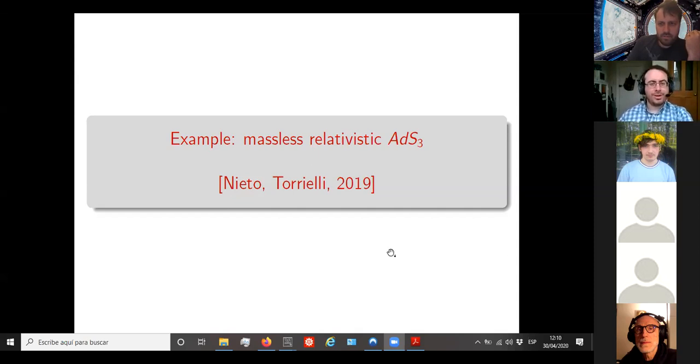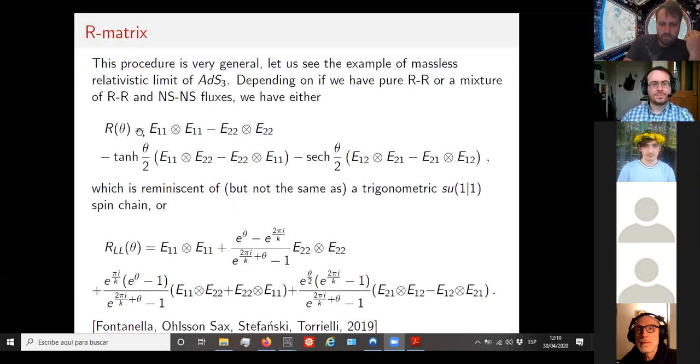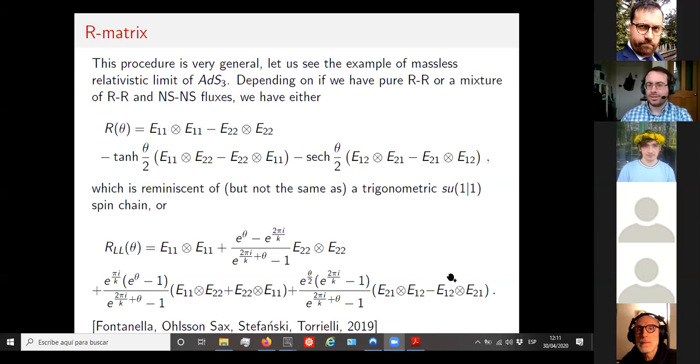So welcome back, everyone. Now I'm going to apply the construction I've told you before to very particular R matrices. These are the ones for the massless relativistic limit of AdS, either in the case of pure Ramond-Ramond or a mixture of Ramond-Ramond and NSNS fluxes. I'm going to go first with this one, and if I have time, I will comment a little bit on this one. It depends on how much time I have. These two were derived by Andrea Fontanella, also Sax, Bohan, who is here, and Alessandro, who is also here, I think.